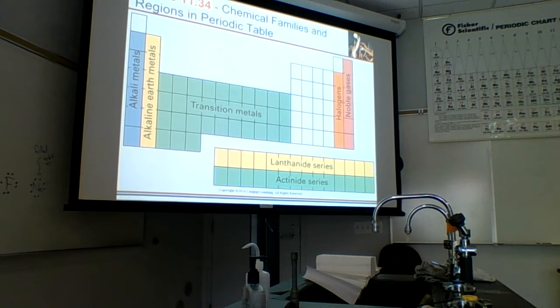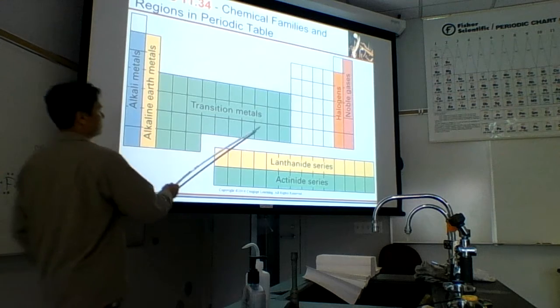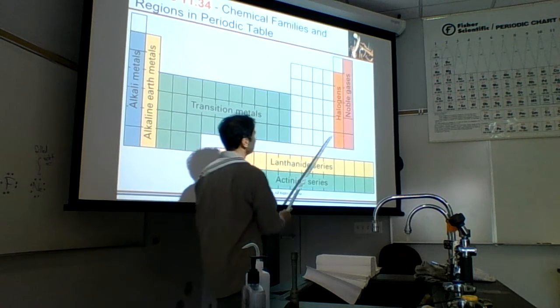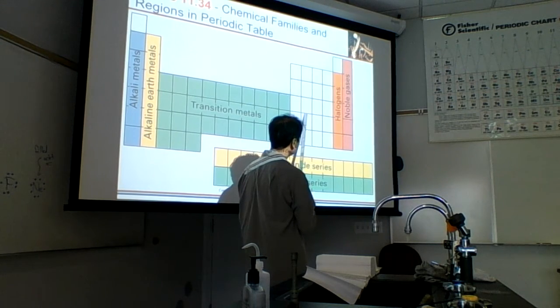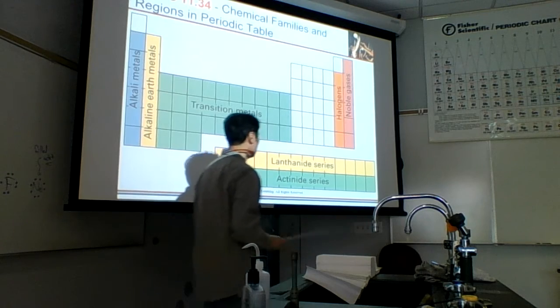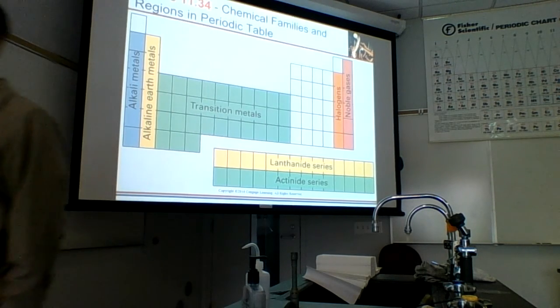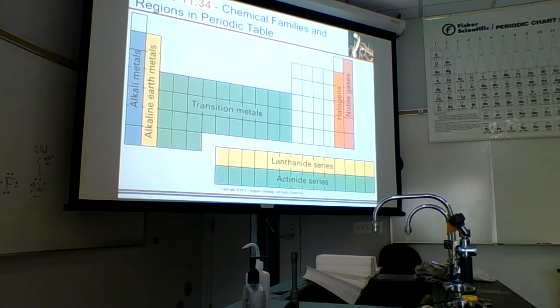Then we have these families: the alkali metals, the alkaline earths, the transition metals, the halogens, the noble gases. We call these the chalcogens, pnictogens. There are other names. Or you call them the oxygen family, the nitrogen family. It works too. Lanthanides and actinides. Lanthanides and actinides are filling the f subshell.